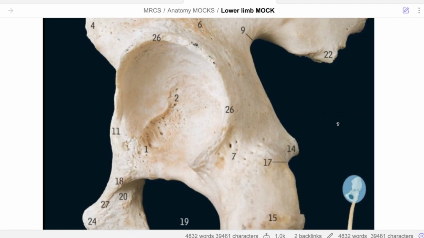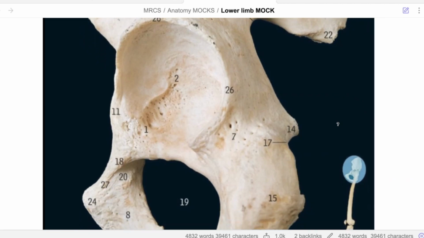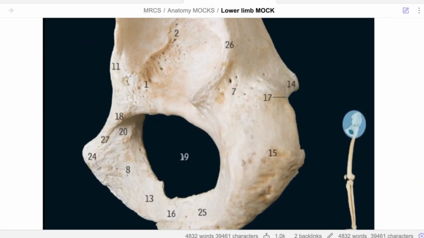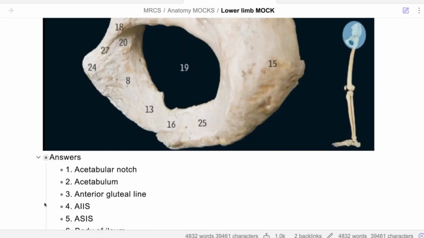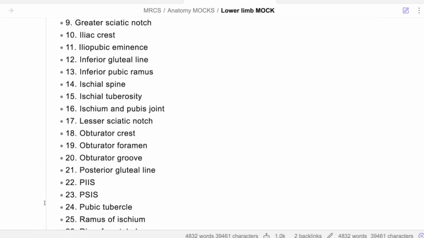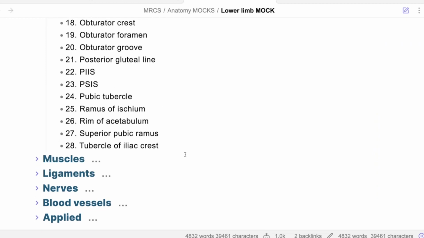What about 2? Quite easy one. Yeah, acetabulum. Okay. What about 19? 19 is the obturator foramen. Okay. What about 24? The pubic tubercle. Let me check the 24 again very quickly. Yeah, pubic tubercle. Okay. Yeah, well done. I think you said all of them correctly, and it's the left side, like you said.